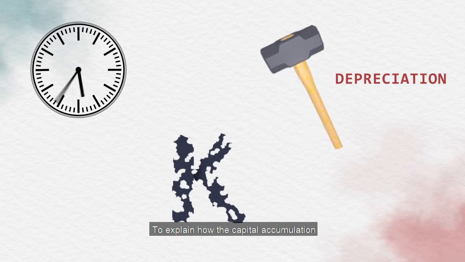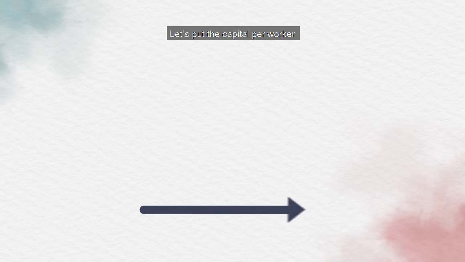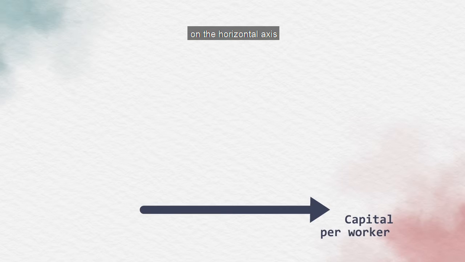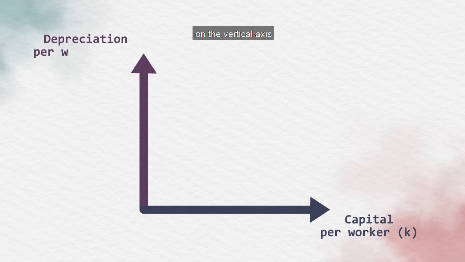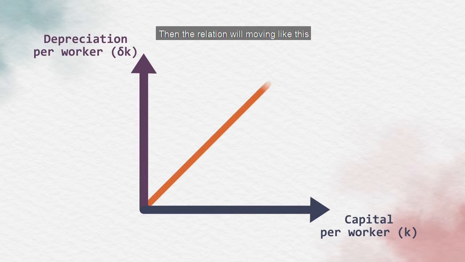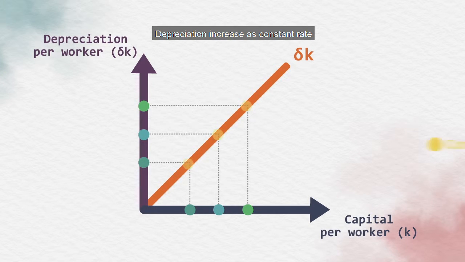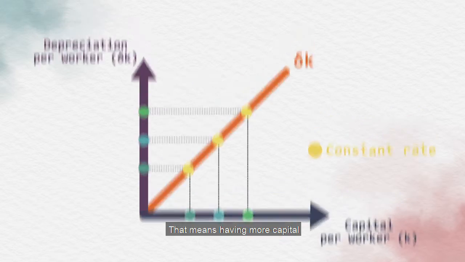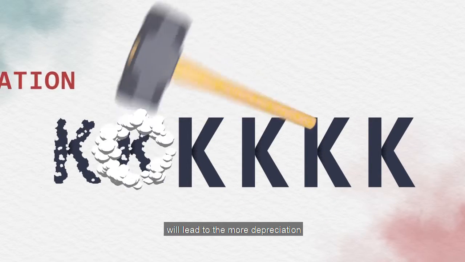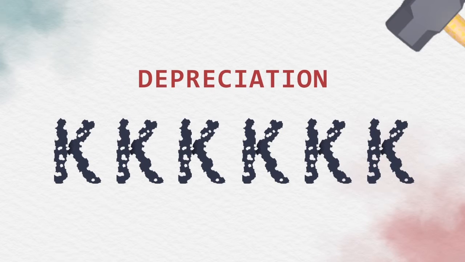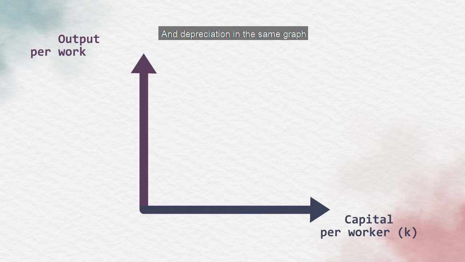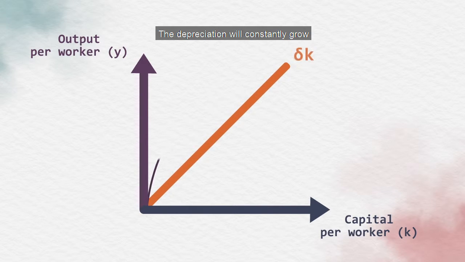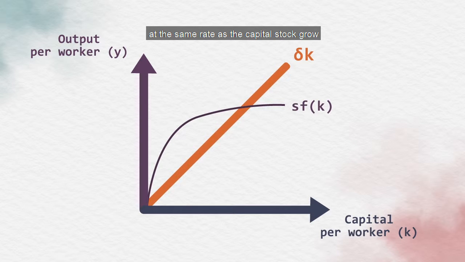To explain capital accumulation, let's put capital per worker on the horizontal axis and depreciation per worker on the vertical axis. Then the relation will move like this. Depreciation will increase at a constant rate as capital increases, which means that having more capital will lead to more depreciation. Now, we combine investment and depreciation in the same graph. Depreciation will grow at a constant rate as the capital stock grows.